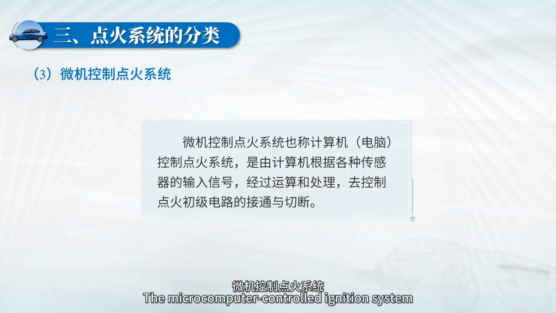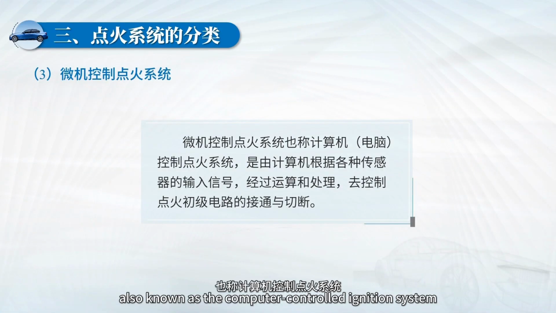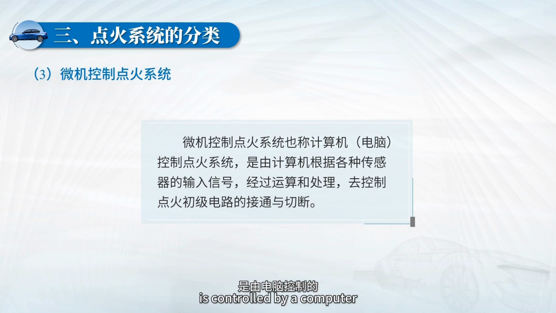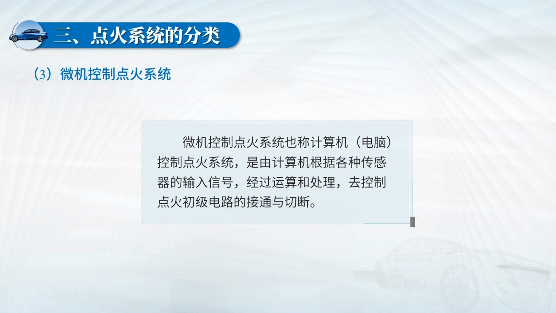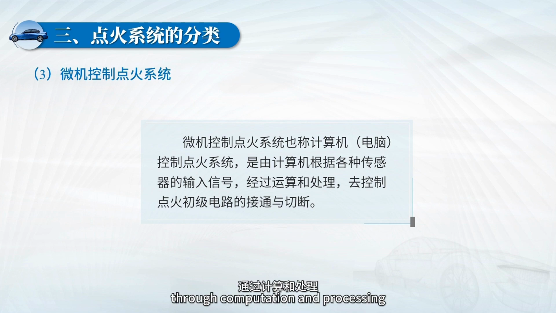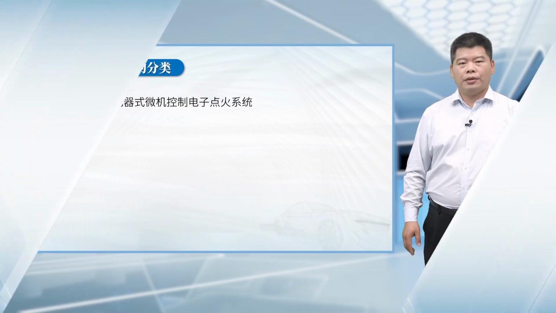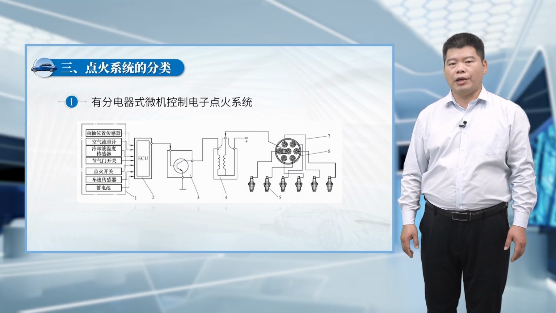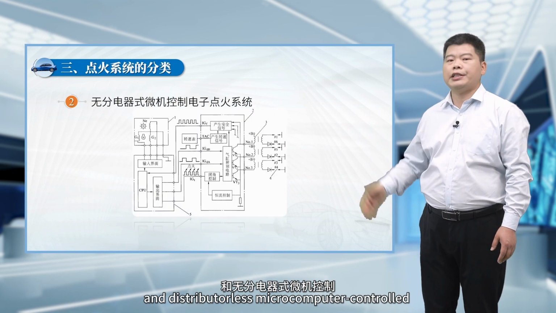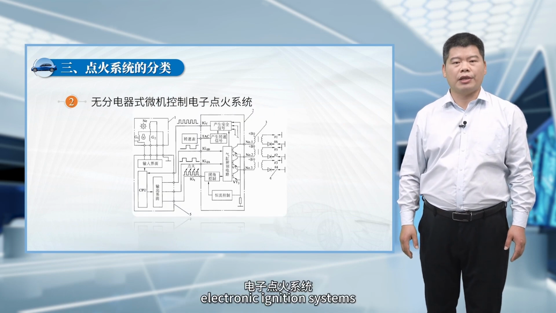3. The microcomputer-controlled ignition system, also known as the computer-controlled ignition system, is controlled by a computer based on input signals from various sensors, and it manages ignition and the opening and closing of the primary circuit through computation and processing. It is divided into 2 main types: distributor-based microcomputer-controlled electronic ignition systems and distributorless microcomputer-controlled electronic ignition systems.